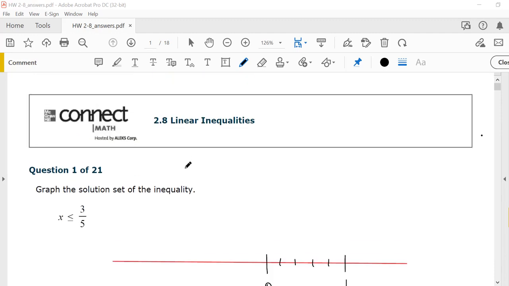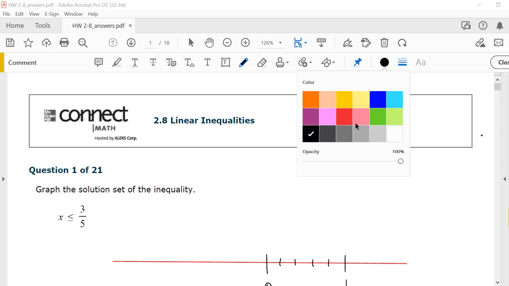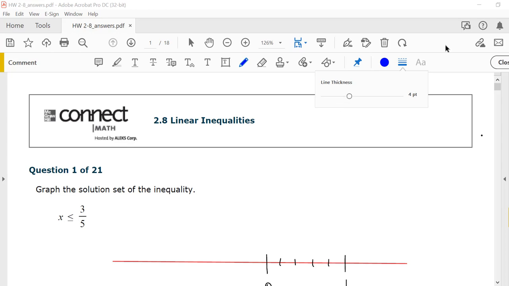Okay, let's look at section 2.8, linear inequalities. Question 1 says to graph the solution set of the inequality x less than or equal to 3/5. So I'm going to go a little bit thicker here.